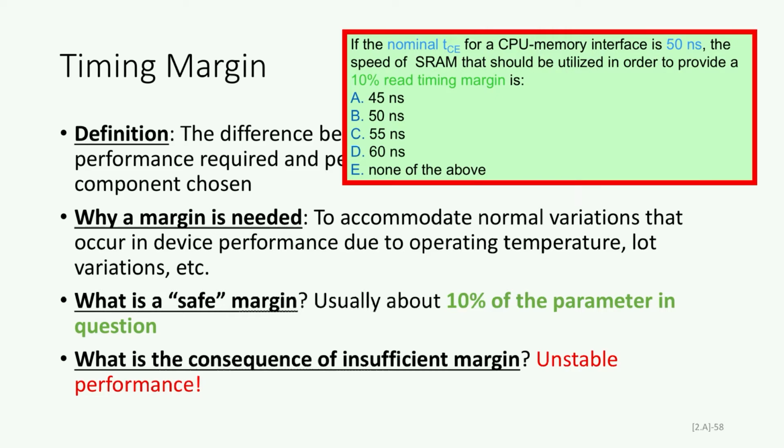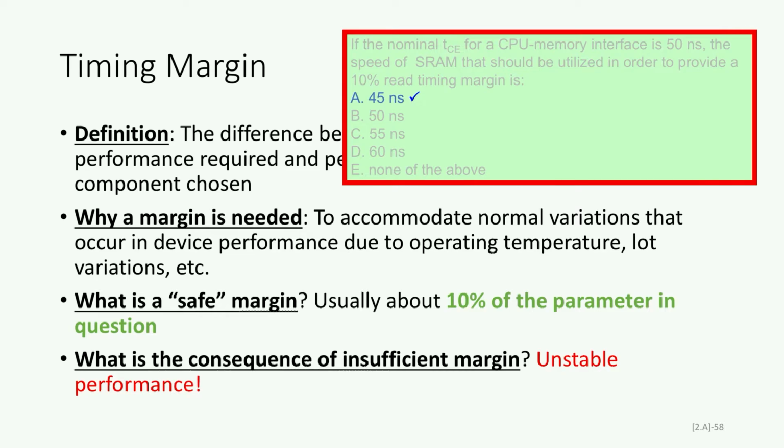Most of you said C because 50 plus 5 is 55. But you want your SRAM to actually be faster to get this margin, not slower. A bigger value for TCE means that the SRAM is slower. It requires more time between when CE changes and when the data is going to be output. So to make the memory faster, it has to go the other way. A 10% margin would mean that you've got 45 nanoseconds for TCE, so it happens 5 nanoseconds faster than you actually need it to.